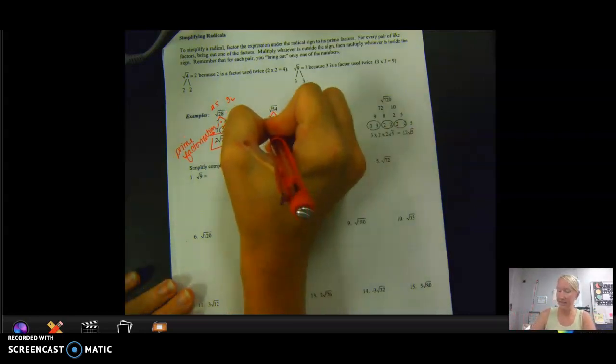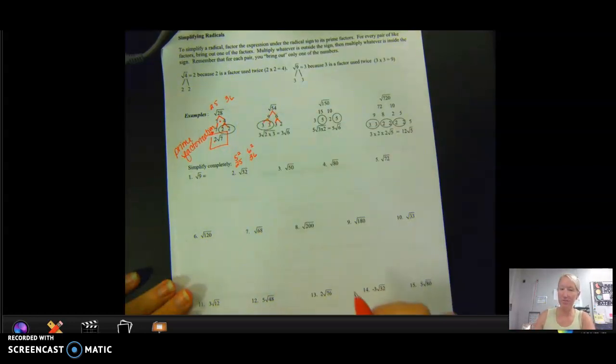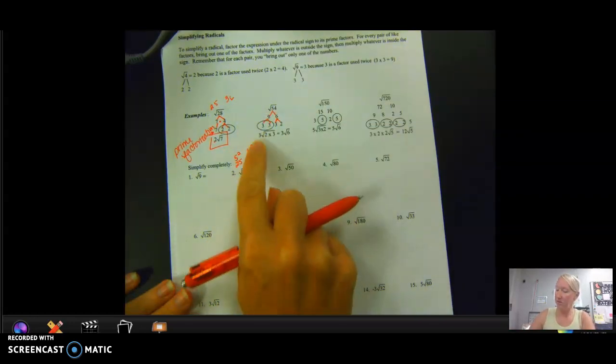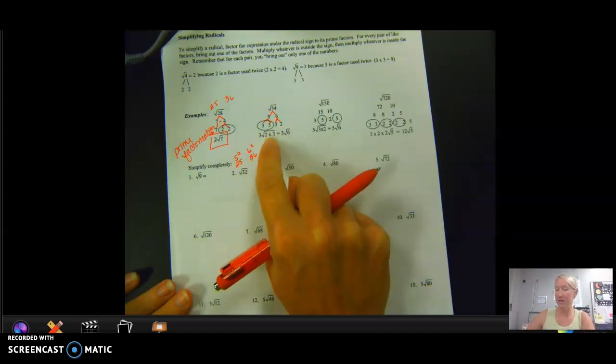I then break down 9 into 3 times 3. 3 times 3 equals 9. I break 6 down into 3 times 2. I have a pair of 3s, so a 3 comes out. This does not have a pair, and this does not have a pair, so they both stay under the radical.